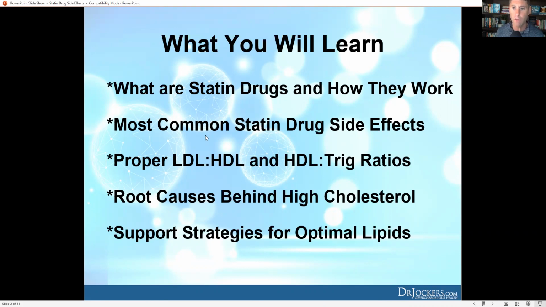We're going to talk about root causes behind high cholesterol. We really want to get to the root cause if we're going to try to address a problem. So we're going to talk about that. We're going to talk about the best support strategies for optimal lipids.